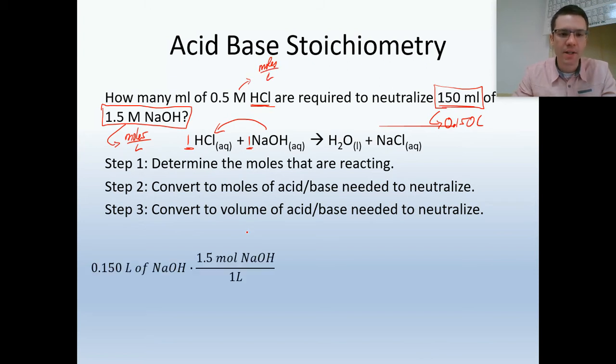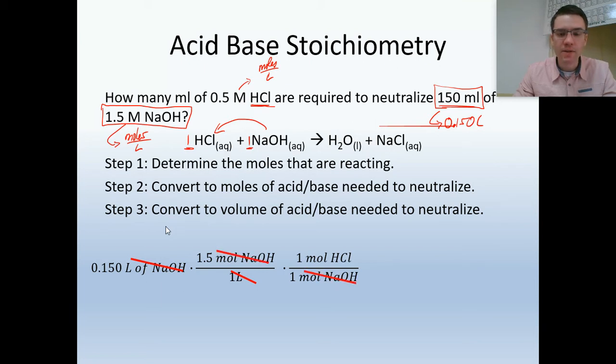So let's look at that. This should be a refresher for you. Here's my known volume, my 150 milliliters. That's 0.150 liters of sodium hydroxide. Liters will cancel. I'm using my 1.5 moles per liter right here, my molarity. And then I'll get out of moles of sodium hydroxide using my 1-to-1 ratio from my balanced chemical equation into moles of HCl. Moles of sodium hydroxide will cancel.